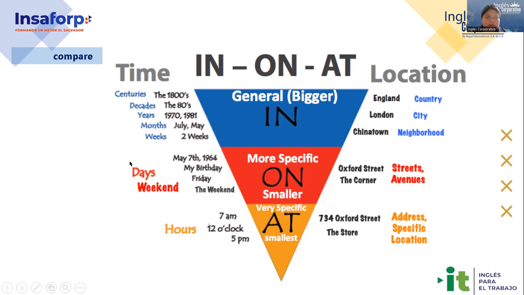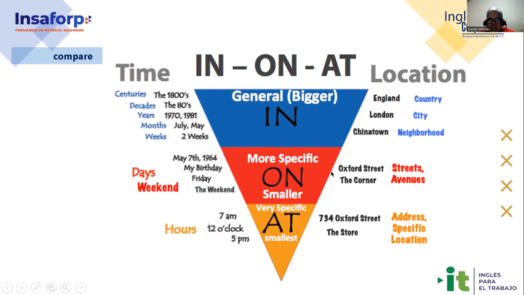Okay, continue, Johnny, on, more specific. So we go from general to specific, okay? On. Days, weekend. Examples. May 7th. Okay. 1964. Okay. My birthday. On Friday, on the weekend. Okay, entonces lo que veíamos, on fechas, ocasiones especiales, on my birthday, on days of the week, and with the word weekend. Okay, Daniel, let's continue with location.